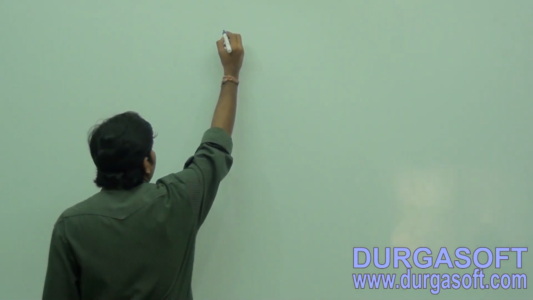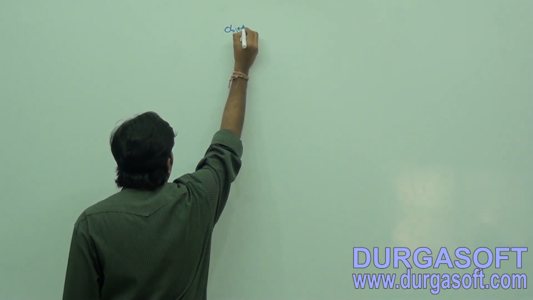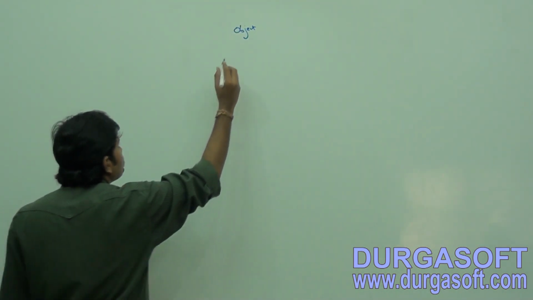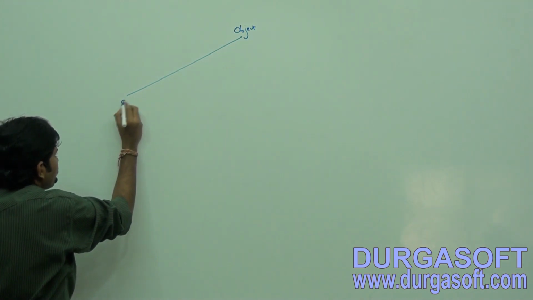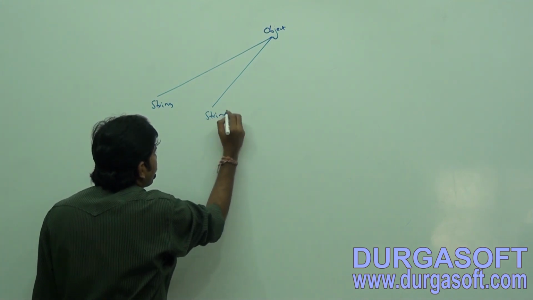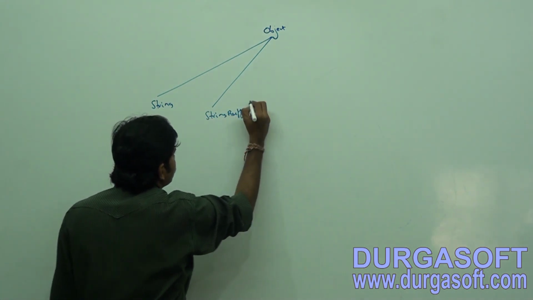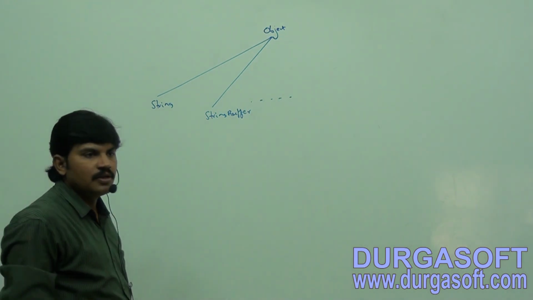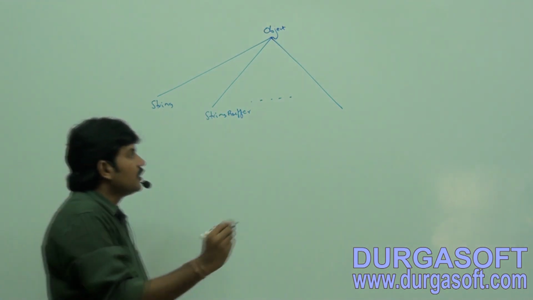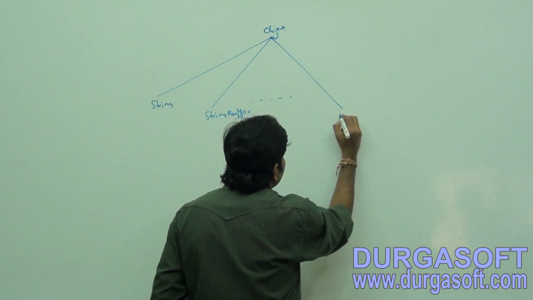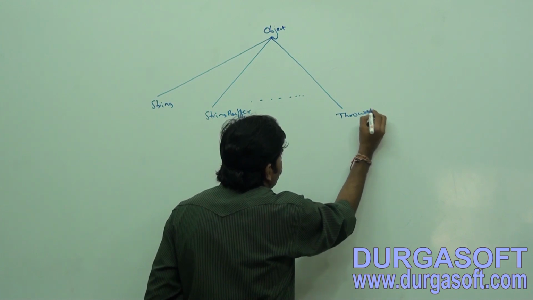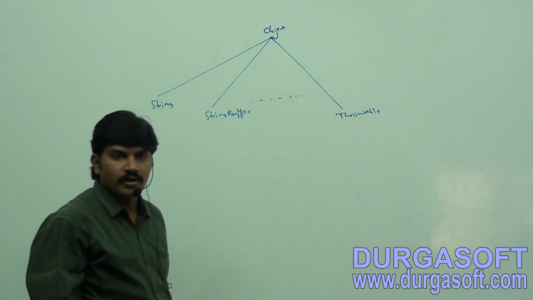Object class acts as the root class for all Java classes, right? Now this Object class contains several child classes: String class, StringBuffer class, and so on. Next, have you observed Throwable? There are several things there. Throwable is also one child of Object.